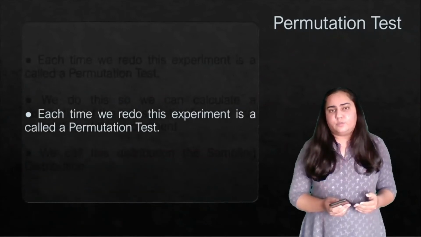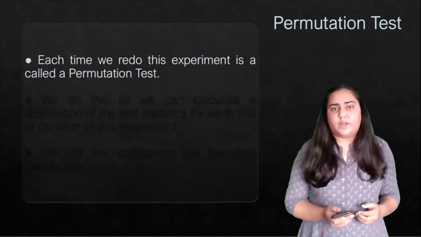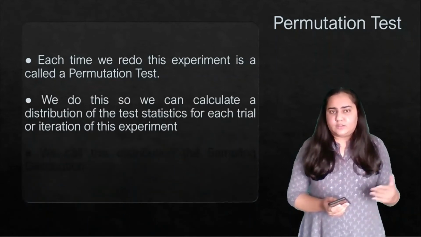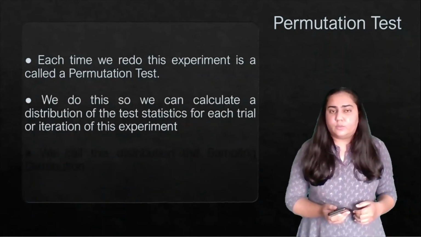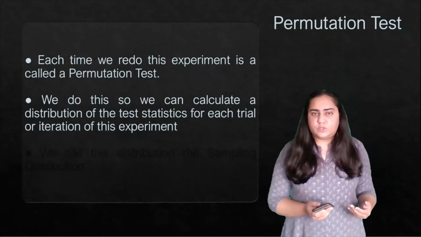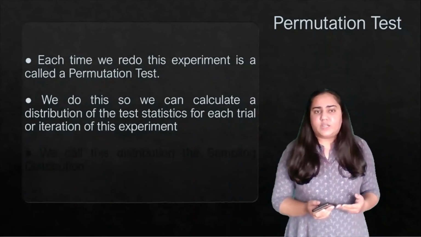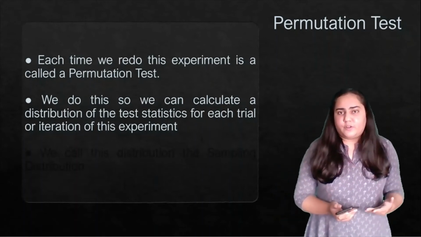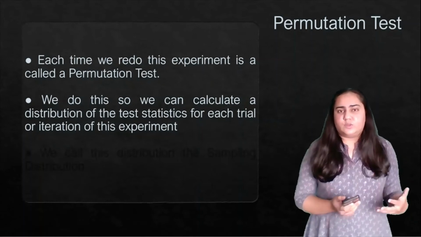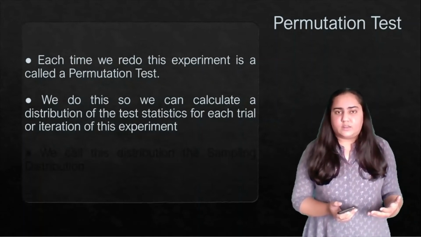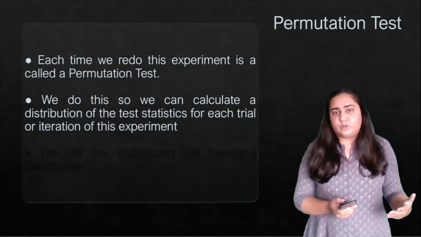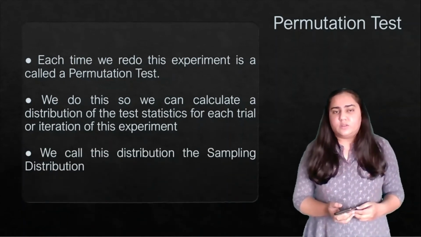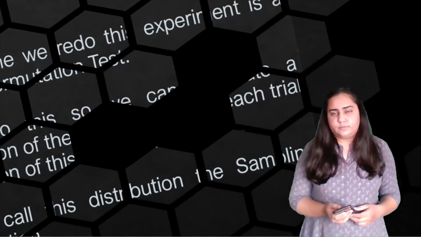To do that, we have to perform a permutation test where each time we will redo this experiment, and that's known as a permutation test. We do this so that we can calculate a distribution of the test statistics for each trial or iteration of this experiment. So we want to perform this experiment several times so that we can compare the means afterwards and know for sure that this is going to happen many times. And this is what we call sampling distribution.